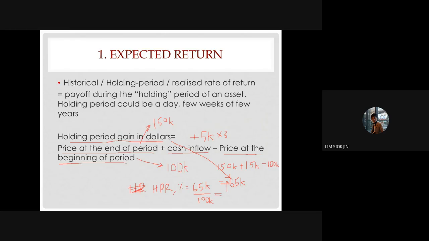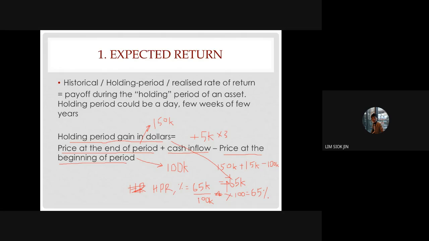This is to compare your performance lah. So 65 divided by 100, times 100, to get percentage. Your answer would be 65%. What does 65% mean? It means that over 3 years, your business managed to earn 65% of the money that you put into your business. I put in 100,000 and in 3 years I make back 65%. That is simply what holding period return means.